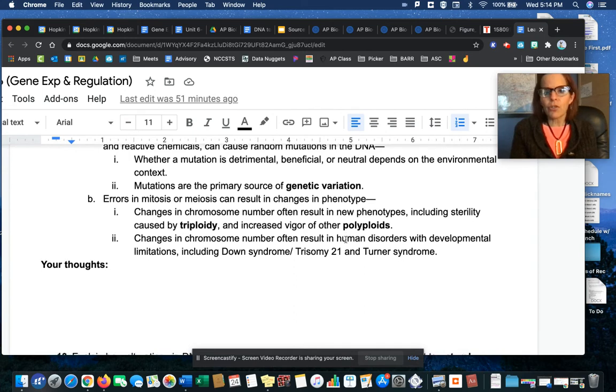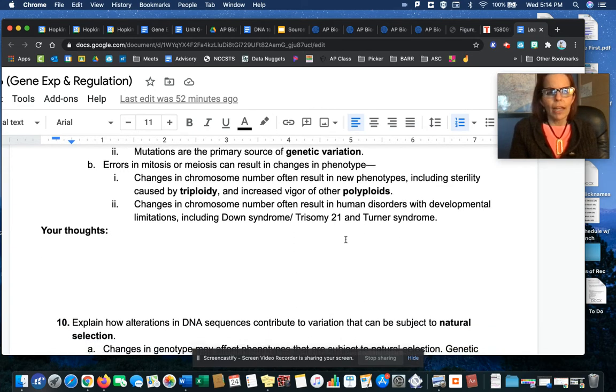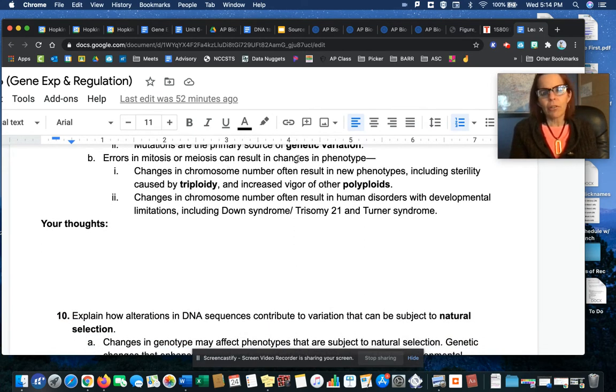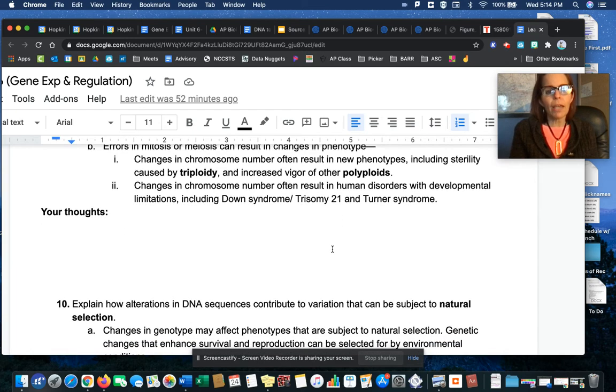Mutations are the primary source of genetic variation. Errors in mitosis and meiosis can result in changes in phenotype. This is one we already covered in our last unit. It just comes back again. Changes in chromosome number can lead to triploidy or polyploidy. Sometimes that leads to sterility. Definitely in vertebrates, triploidy is fatal, 100%. Even having one extra, which is trisomy, it has a syndrome associated with it.